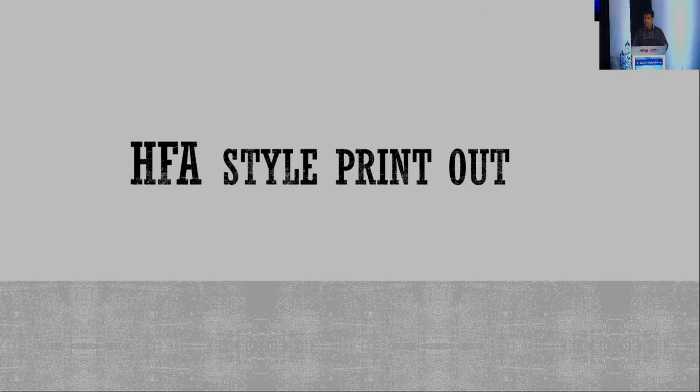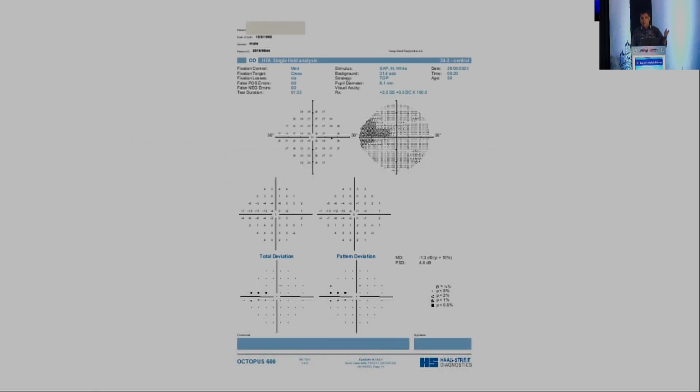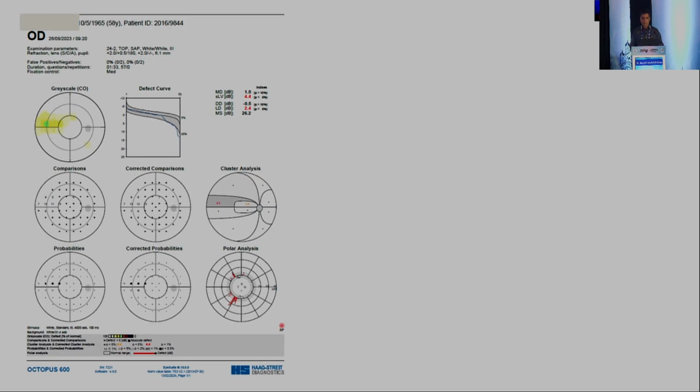And the Octopus does have an HFA style printout also for easier transition. For people who want to transition to the Octopus, the same printout will be given in the HFA style. So the terminologies will now be the same as the Humphrey, which is for easier understanding, but it will lack all the unique features of Octopus. It will not have the defect curve, the cluster analysis, the polar analysis, all the extra indices that you get.